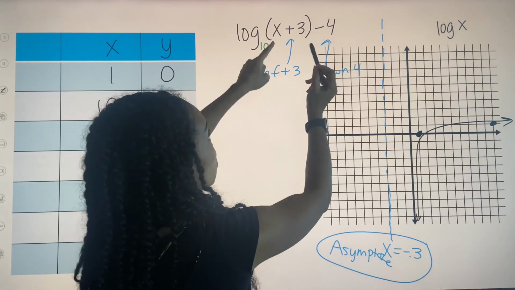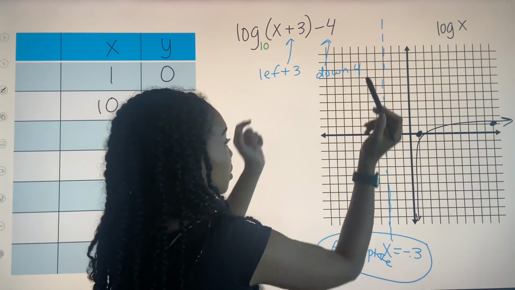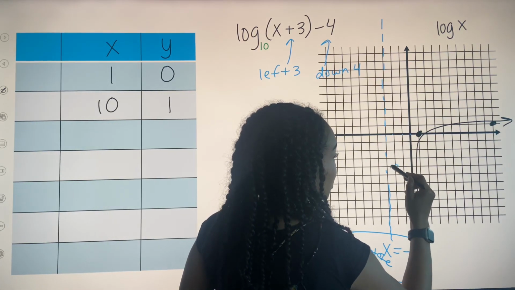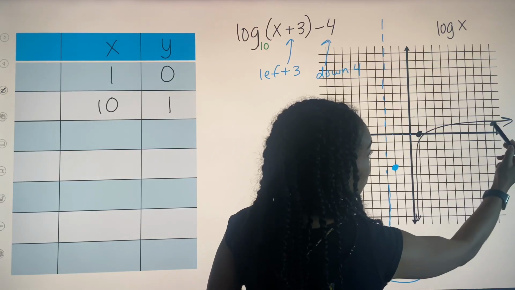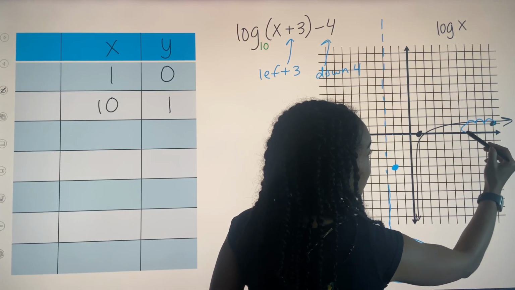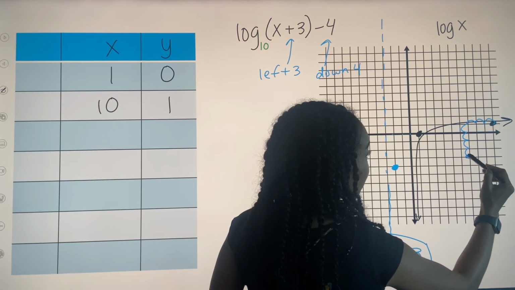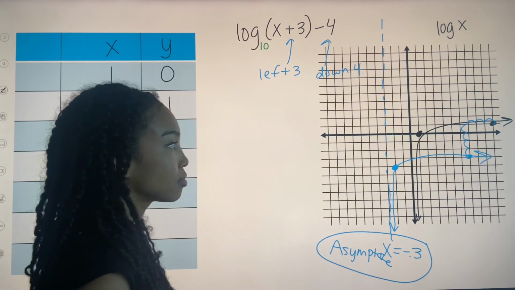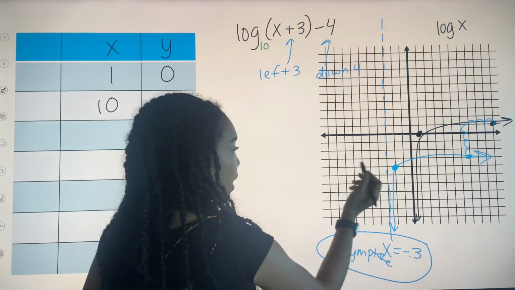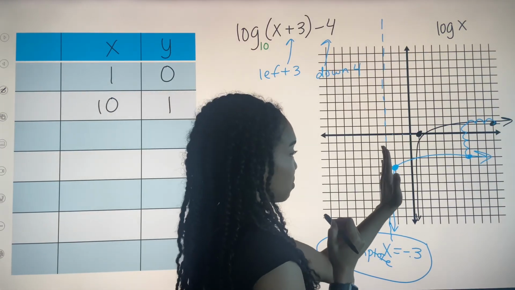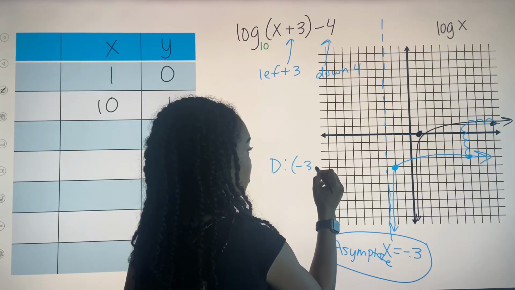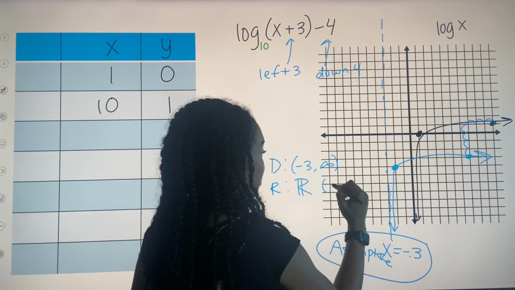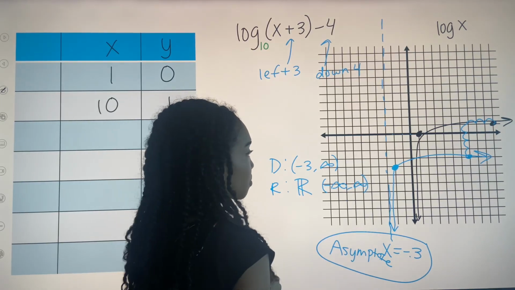Now, your points went left 3, down 4. So this point went left 3 spaces, down 4. It is right here now. This point went left 3 spaces, down 4. It is right here. So this is what your new graph looks like. So the domain of the transformation is from negative 3 to infinity. Your range is still all real numbers, or you can put negative infinity to infinity.